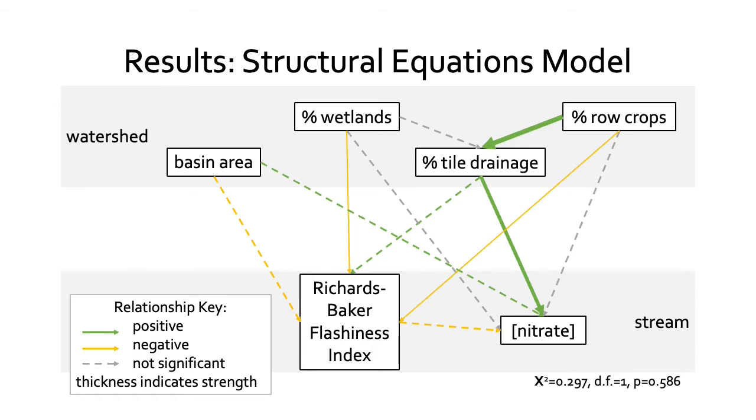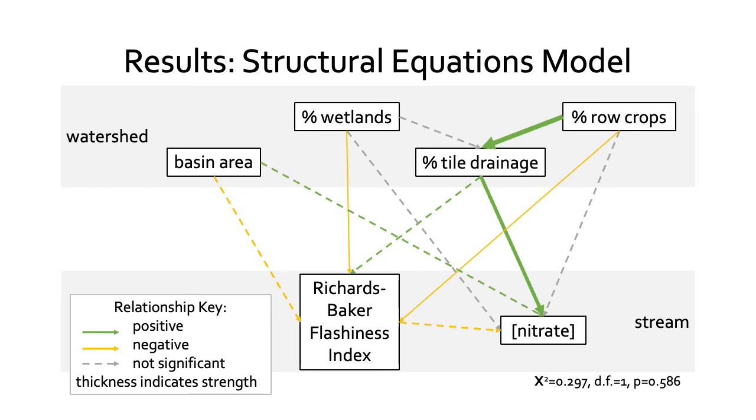Thus far, I have not been very successful in my structural equations modeling based on this dataset. This model includes transformed versions of watershed variables, basin area, percent cover of wetlands, row crops, and estimated tile drainage, as well as in-stream transformed dependent variables of the Richards-Baker flashiness index and nitrate concentration.